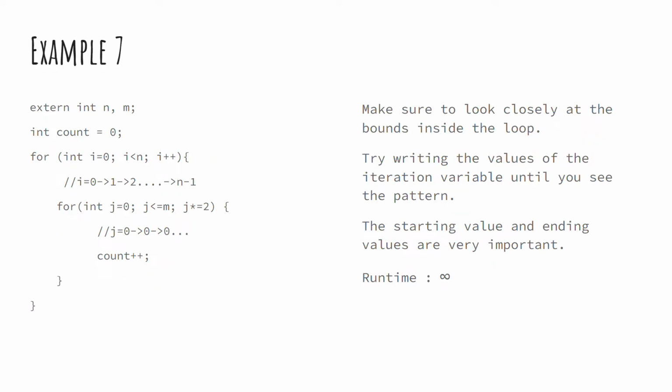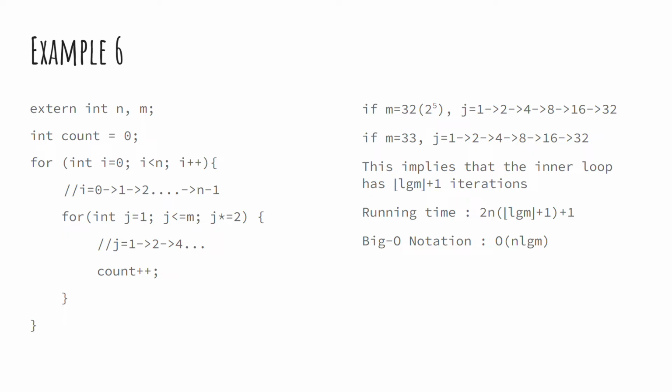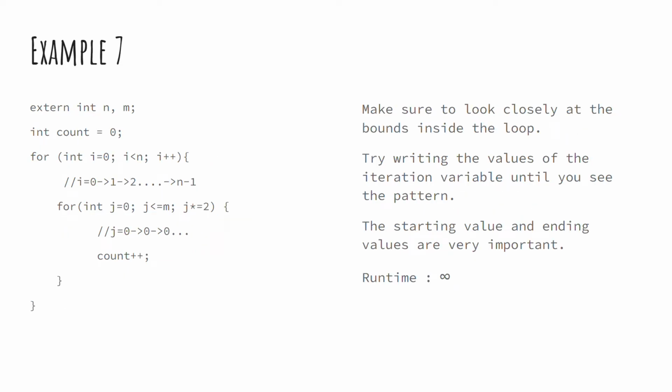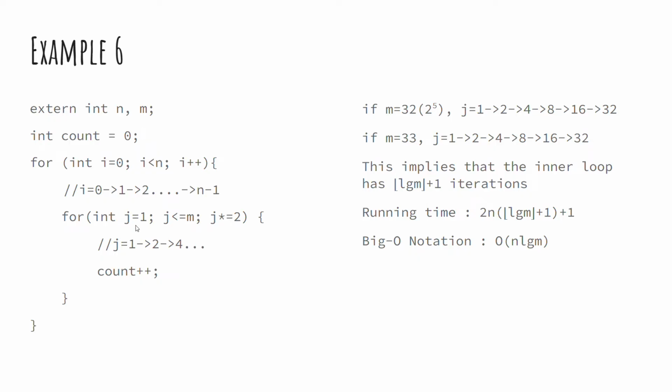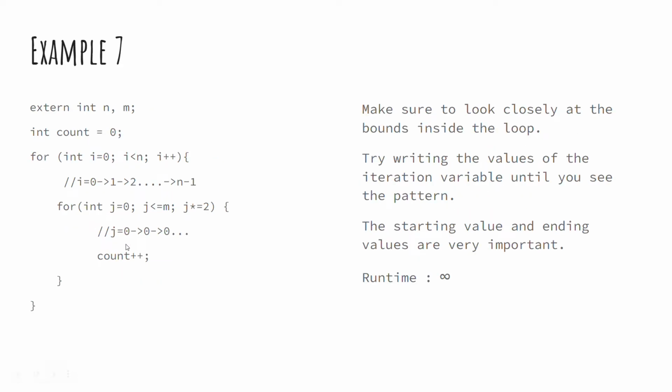Okay, so example 7 is again very similar to examples 5 and 6. Notice that the only difference in this case is that we started j from 0 and not 1. The reason this is important is because in this case we end up with an infinite loop, because when you multiply 0 by 2 you get 0, and then you again get 0, and you keep going. So make sure that you look closely at the bounds of the loop, because it is very important to check the starting and the ending values.